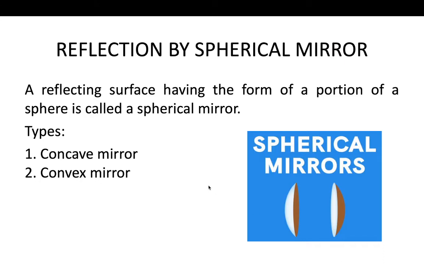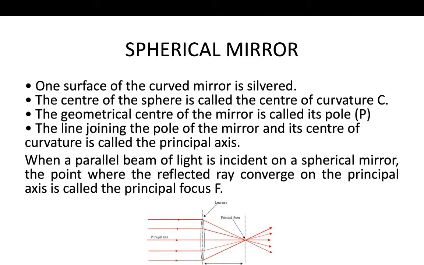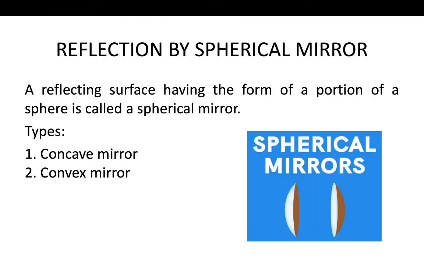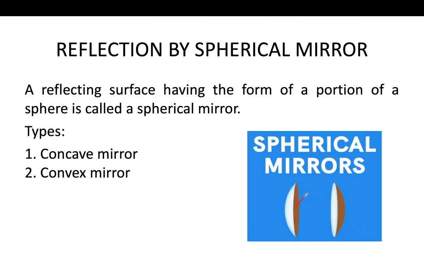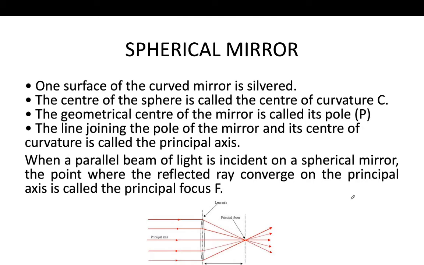Reflection by spherical mirror. Spherical mirror. One surface of the curved mirror is silvered. It can be this surface, it can be any side. So one side of the curved mirror is silvered.